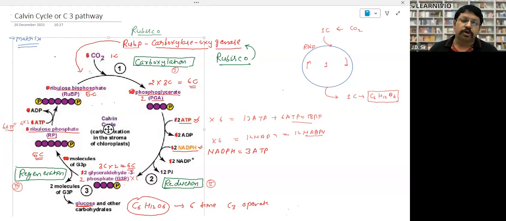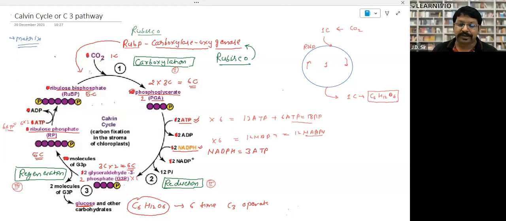So RUBISCO can catalyze both kinds of reaction, oxygenation or carboxylation. Here the carbon dioxide concentration is higher, so RUBP will react with CO2 in the presence of RUBISCO. This part is called carboxylation because addition of carbon dioxide is taking place. RUBP is a five-carbon compound, and here one carbon comes from carbon dioxide. Both react and form two molecules of phosphoglycerate, in short PGA, a three-carbon compound.